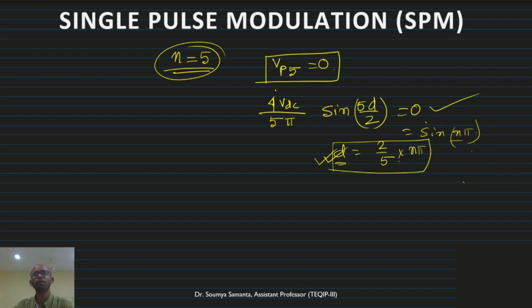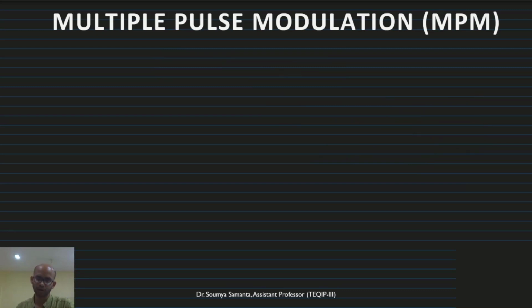Now if we want to go for multiple pulse modulation, what does single pulse modulation mean? We have one pulse per half cycle, and that is called single pulse modulation, whose width can be controlled. Here d is the width.